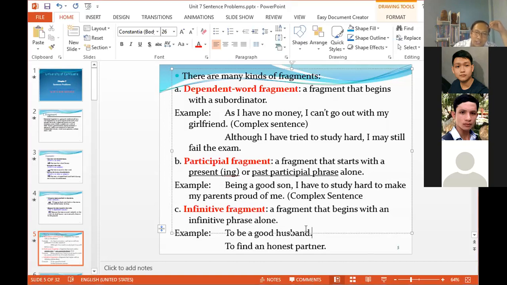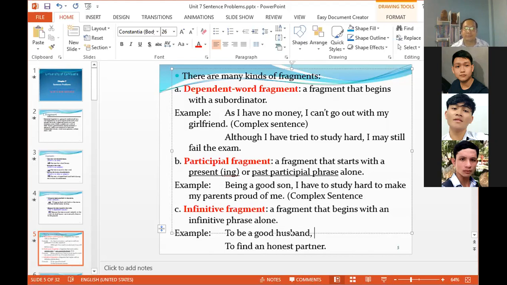Can you add one sentence here to be a good husband? What do you have to do? Add one sentence. To do all housework. I have to do all household chores for my wife.